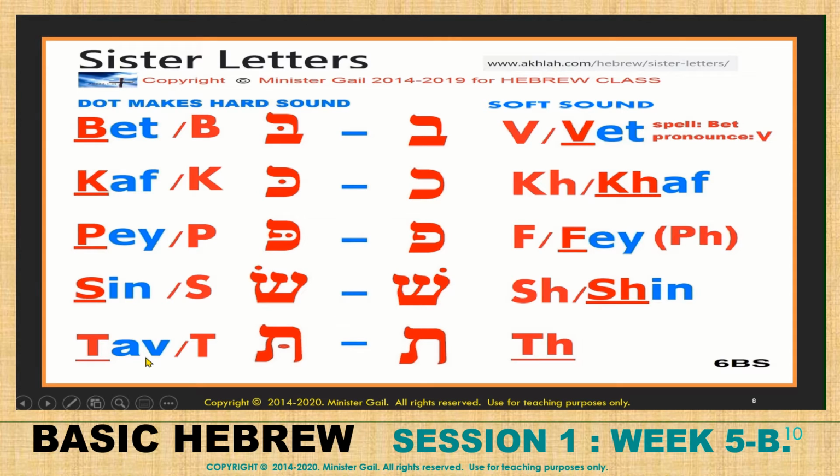Tav, or in the King James Bible, Psalm 119, the 22nd section, the last 8 verses is T-A-U, which is your Greek or your Latin pronunciation for last or sealed, cross, T-A-U, but this is T-A-V in Hebrew, and T with a dot, T-H without the dot.